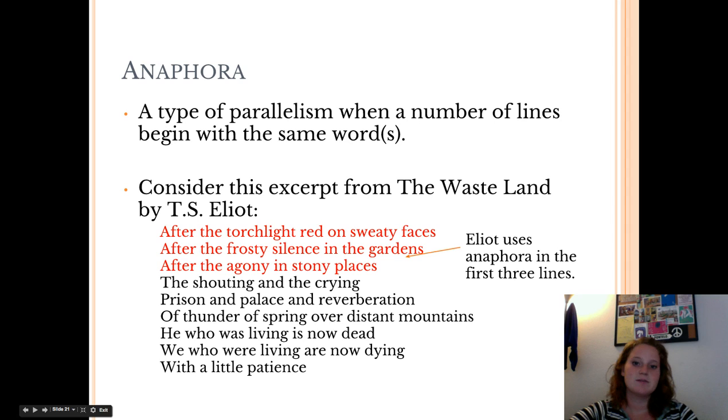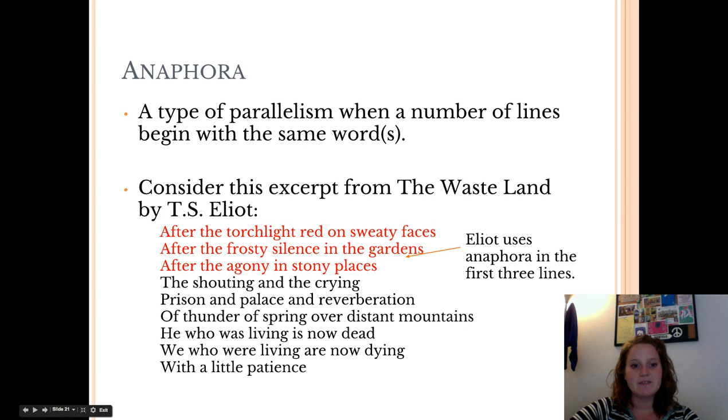An example of this can be seen in The Waste Land by T.S. Eliot. It starts, "After the torchlight red on sweaty faces, after the frosty silence in the gardens, after the agony in stony places, the shouting and the crying, prison and palace and reverberation of thunder of spring over distant mountains, he who was living is now dead, we who are living are now dying with a little patience."